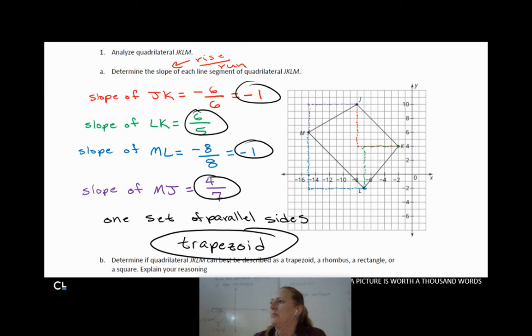So this is a trapezoid. I found all my slopes. I have one set of parallel sides. A trapezoid it shall be. Let's go to problem number 2.